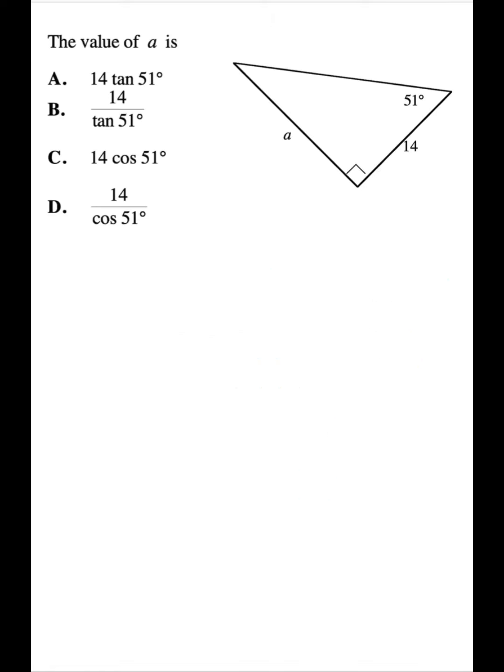For this problem, we need to find the value of A. We know the angle is 51 degrees, and the adjacent side is 14. A is opposite the 51 degree angle, so we can use tangent. Tangent 51 equals A divided by 14, so A equals tangent 51 degrees times 14. So the answer is A.